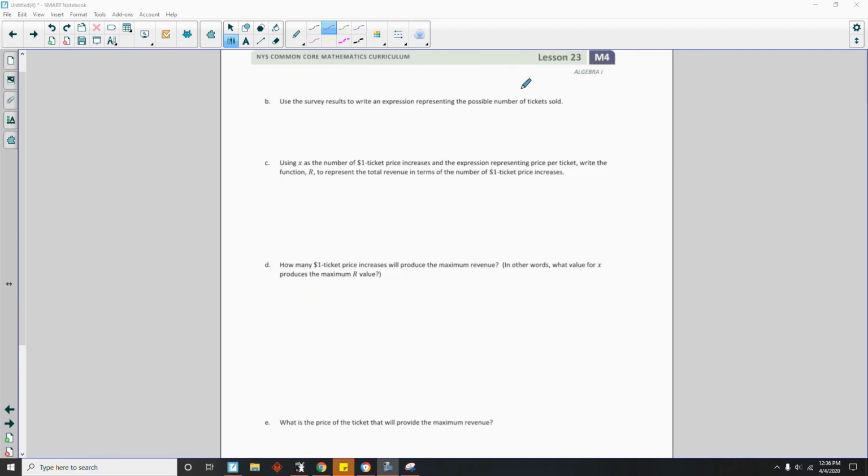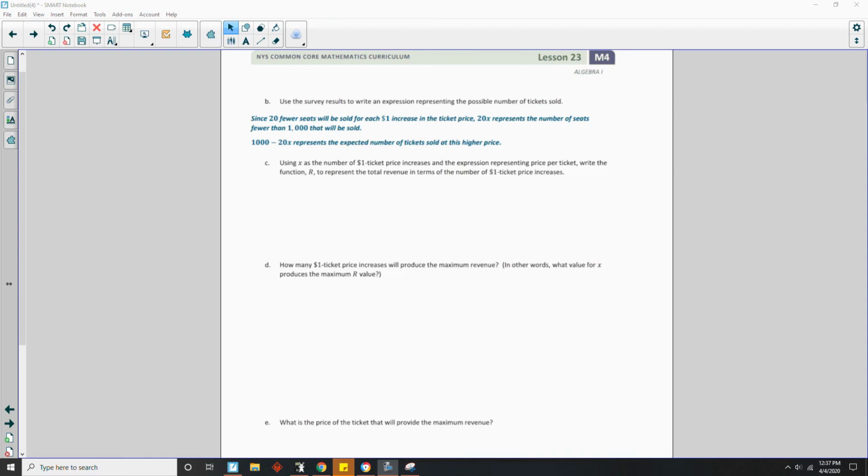Okay, page 5 brings us to part B of this problem, and it says to use the survey results to write an expression representing the possible number of tickets sold. So what they were saying in the prior page, since 20 fewer seats will be sold for each $1 increase, then 20x will represent the number of seats fewer than 1,000 that will be sold. So then here's our equation.